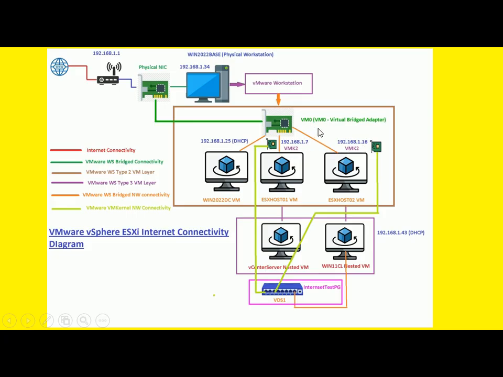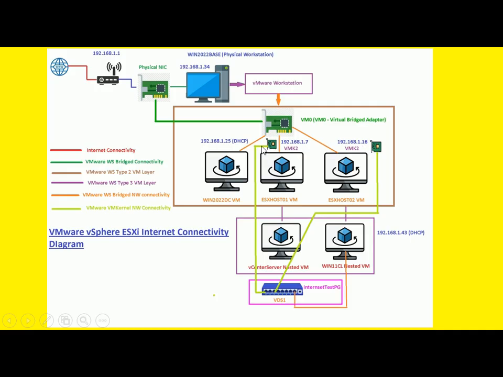For VM0, we cannot give a direct IP through the ESXi host. You can give a direct IP through Windows 2022 DC, but for the ESXi host, we need to create one VMK, meaning a virtual machine kernel adapter. Okay, why do we require that? Why create extra VMKs over here?